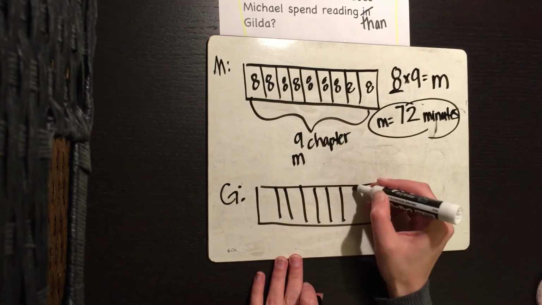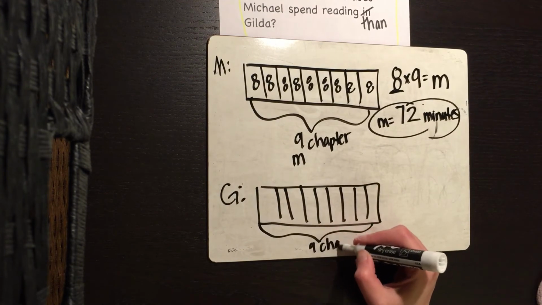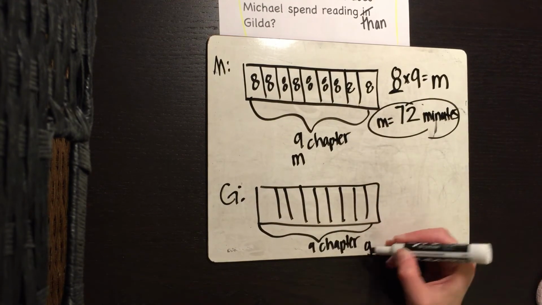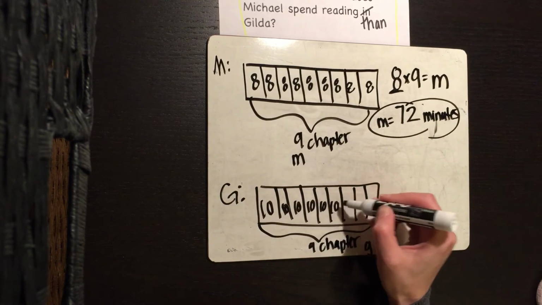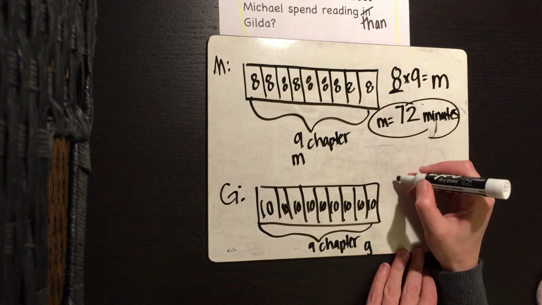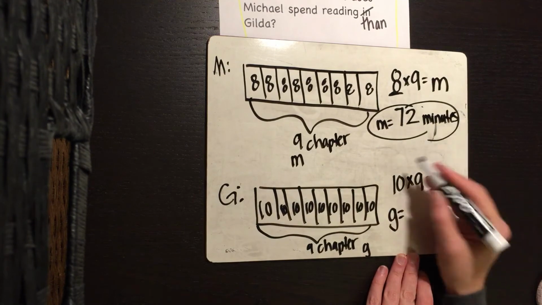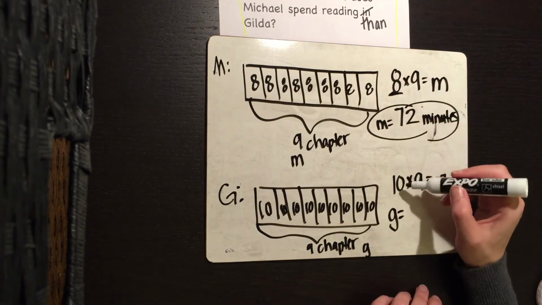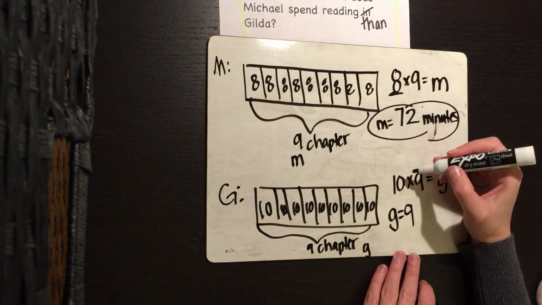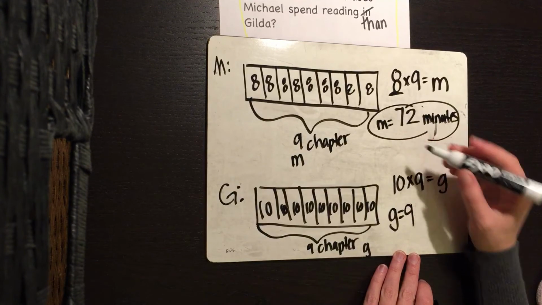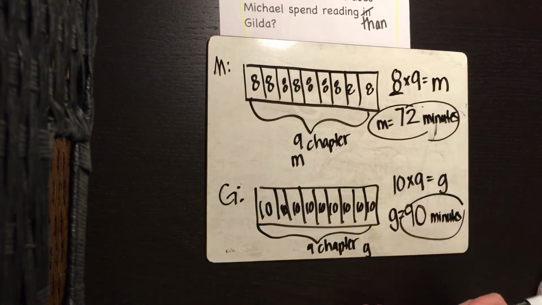Okay, so Gilda reads the same 9 chapters. And I'm going to say G is the unknown, and it takes her 10 minutes to read each chapter. So I'm going to do 10 times 9 equals G. Let me do my trick again. This minus 1 is going to be the tens place, 9, and this subtracted from 10 is going to be the ones place, 0. 90 minutes.